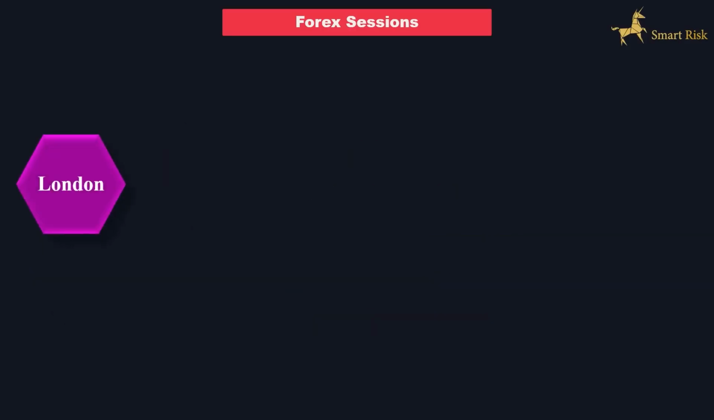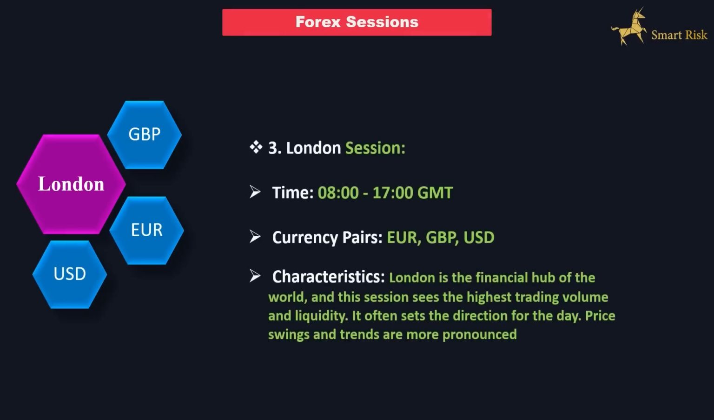The third major session is the London session, which runs from 8 a.m. to 5 p.m. in the GMT time zone. London is the financial hub of the world, and this session sees the highest trading volume and liquidity. It often sets the direction for the day. Price swings and trends are more pronounced.